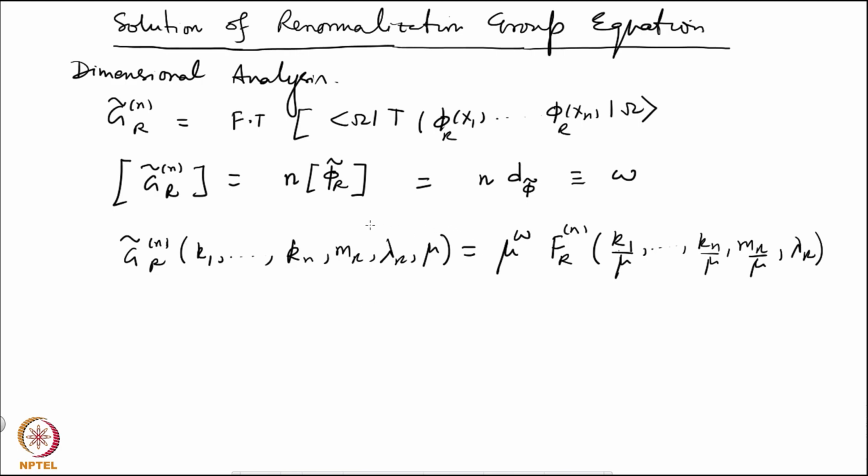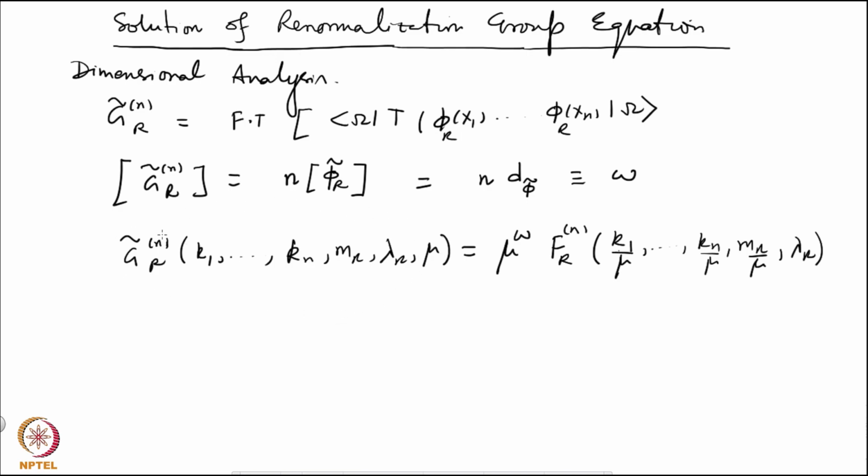See, what I am saying is, if you take G tilde, G tilde is a sum of certain terms, and each of these terms is made out of k1, k2, kn, mr, lambda r, mu. Each of the terms has to have the same mass dimension, otherwise it doesn't make sense to add objects which do not have the same mass dimension. So G tilde n is some function constructed out of these quantities.